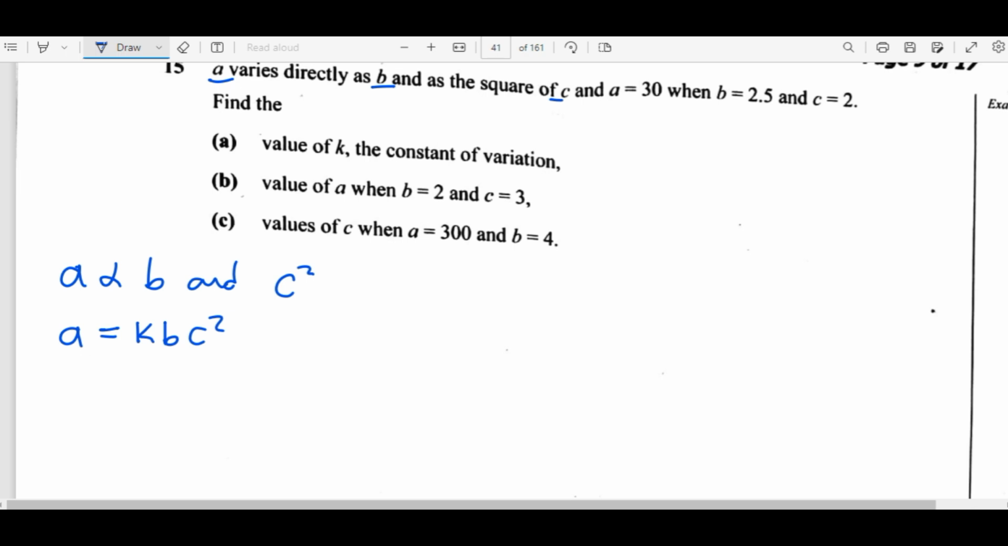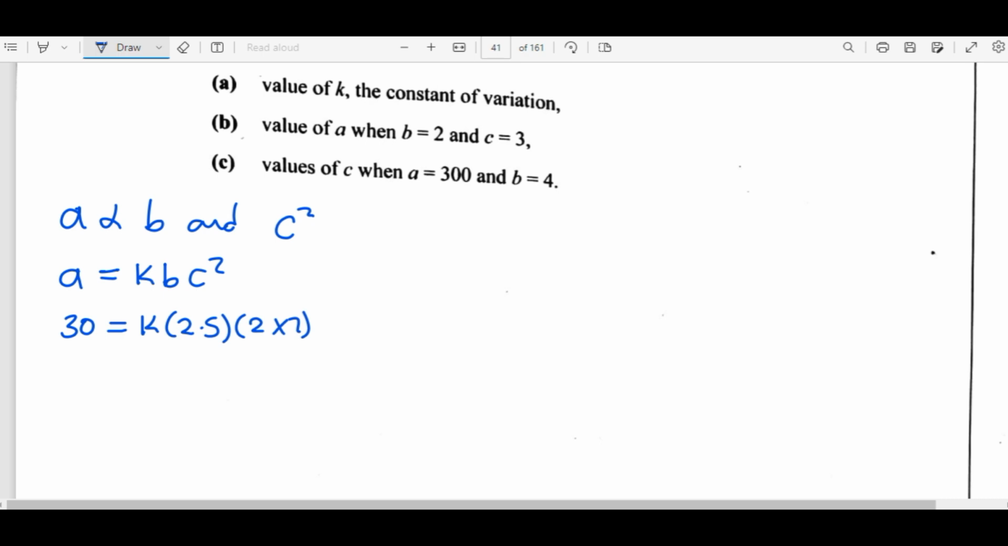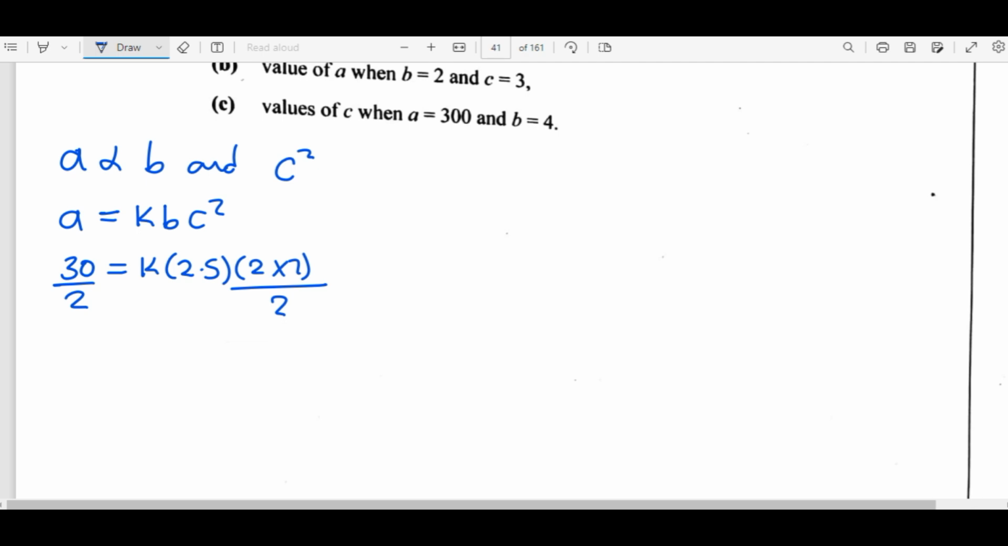So question A, find the value of K, the constant of variation. What's our A? 30. K is what we are solving for. What's our B? 2.5. Then what's our C? 2 times 2 since it's 2 squared. So what do you do? First we will divide by 2, also here by 2. So this is one of the ways in which we can simplify. So 2 here, 2 here, 2 here, we know that will give us 15. So on this side we have 2 times 2.5 times K is equal to 15.